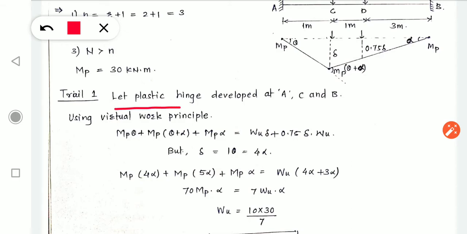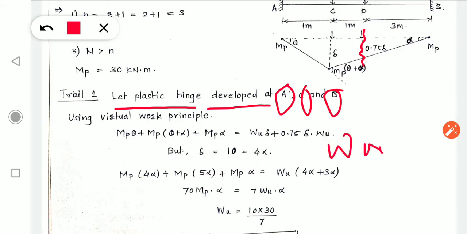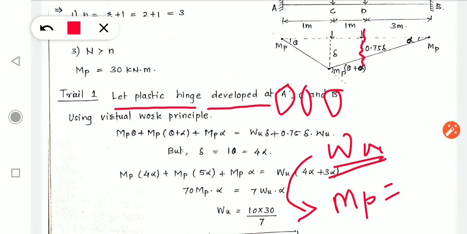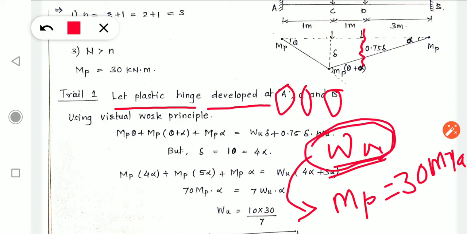let plastic hinges develop at A, C and B. Okay, A, C and B, and we are neglecting the plastic hinge at D, and then we will calculate Wu, the collapse load, and we will check whether this collapse load gives us a plastic moment equal to 30. Then and only then can we say that this is the true collapse load. Okay, let's do it.